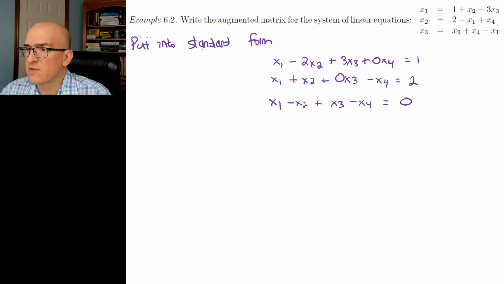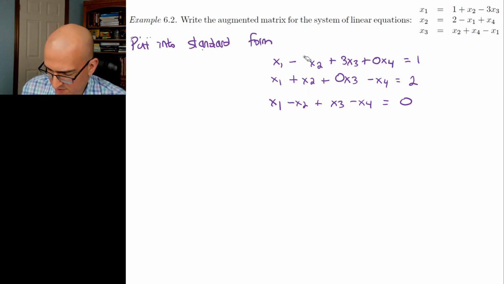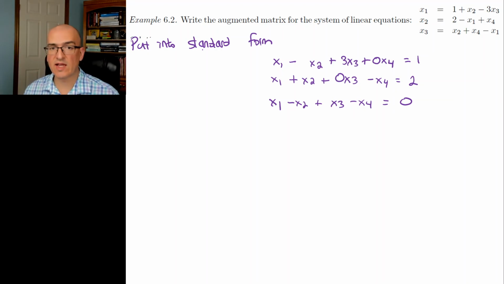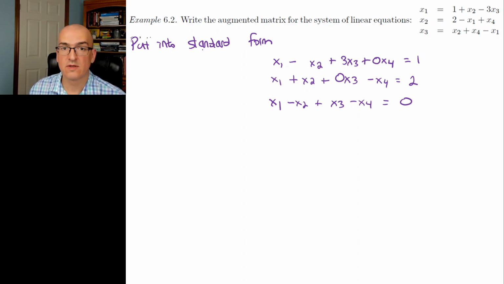Oh, I shouldn't have a 2x2 there, it's just x2. Good thing I checked. Minus x2 plus 3x3 plus 0x4 is equal to 1, and then added x1 to both sides. x2 is already there. There's 0x3, subtract x4 equals 2. That one looks good. And then add x1, subtract x2. x3 is already there. Subtract x4. There's nothing left, so equals 0. Great.